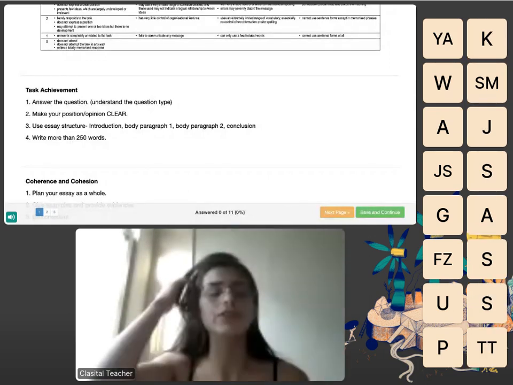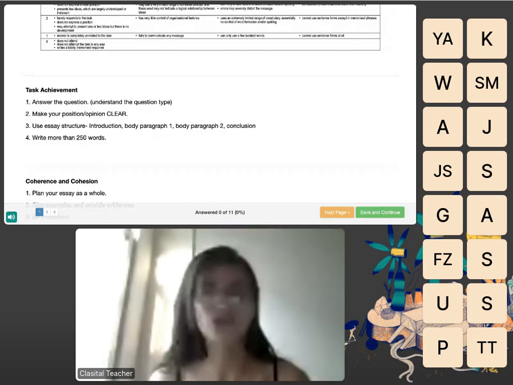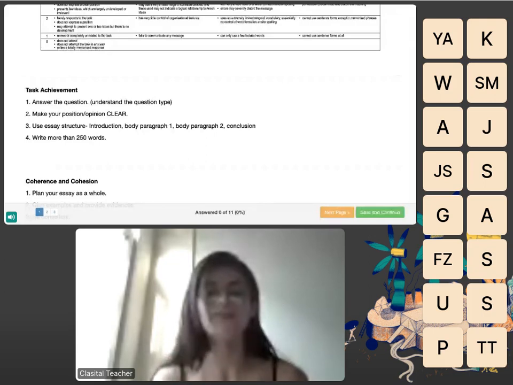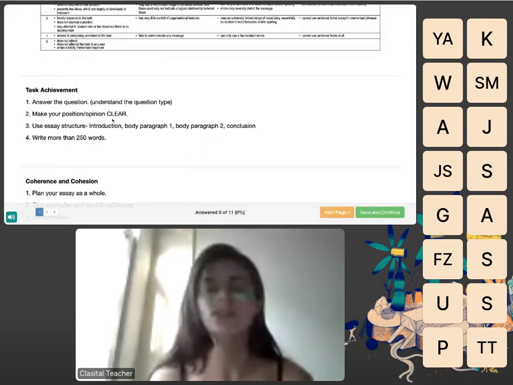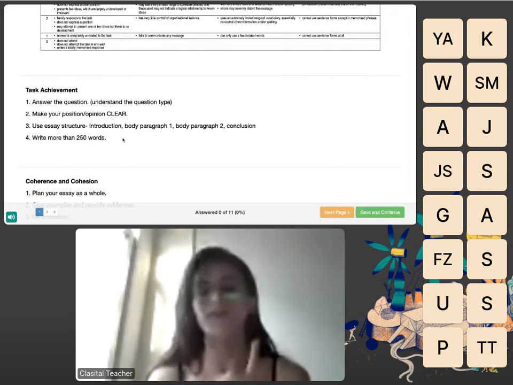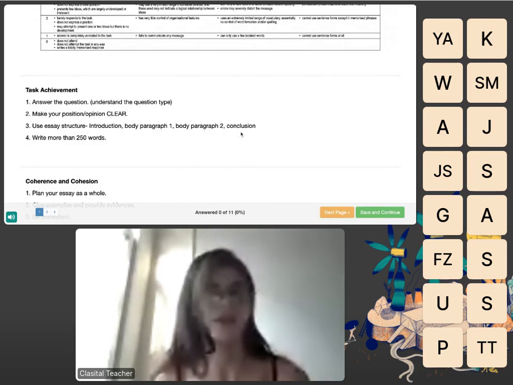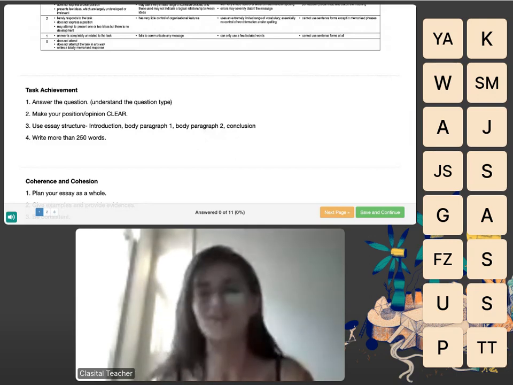And for task achievement, you need to use the correct essay structure, which we will be focusing on in detail. But basically, you need to have 4 paragraphs: the introduction, body paragraph 1 and body paragraph 2, and a conclusion. So basically, you need to write 4 whole paragraphs. And you need to write more than 250 words to get a good grade on task achievement.